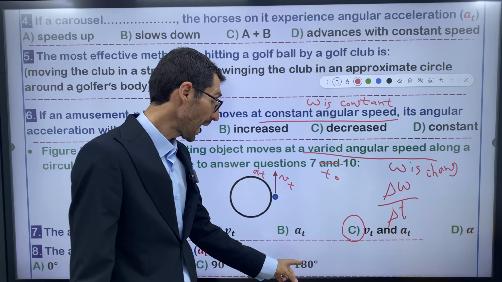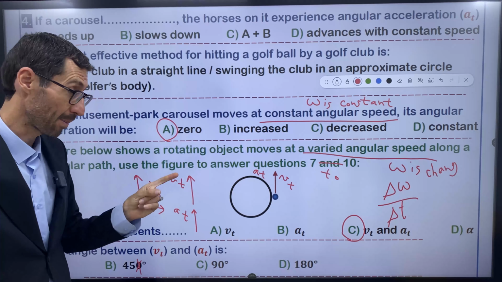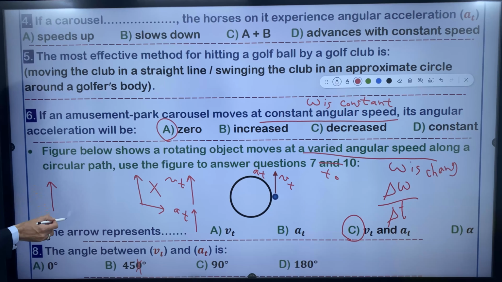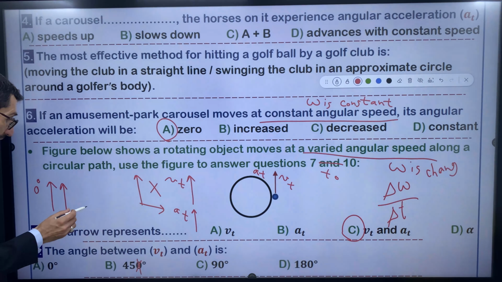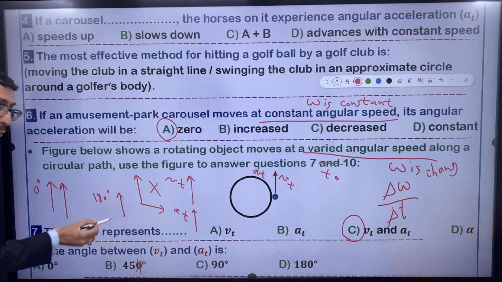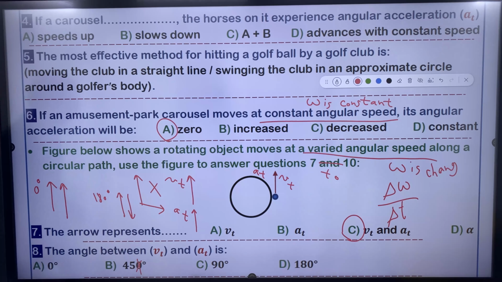180. 180 means parallel as well. Look here. Keep in mind that in mathematics, 0 and 180 means parallel, no problem. But zero angle means what? Zero angle means two arrows, two vectors have the same direction, right? But 180 means two vectors are parallel, no problem, but they are in the opposite direction.